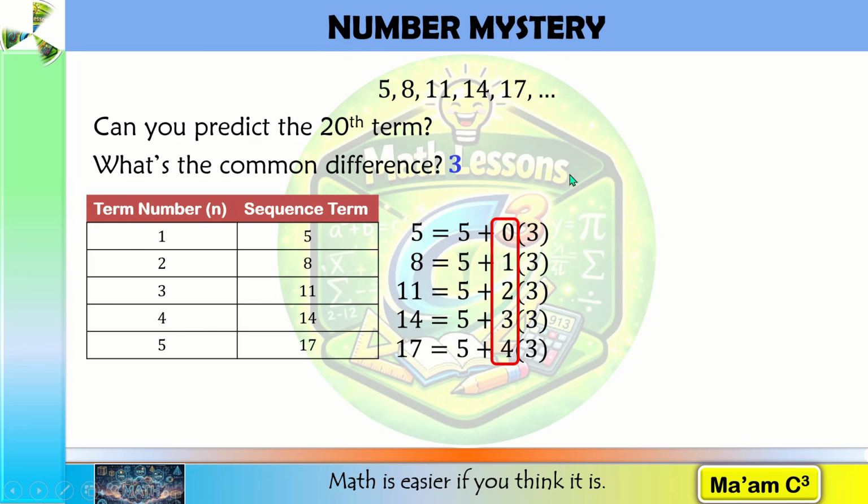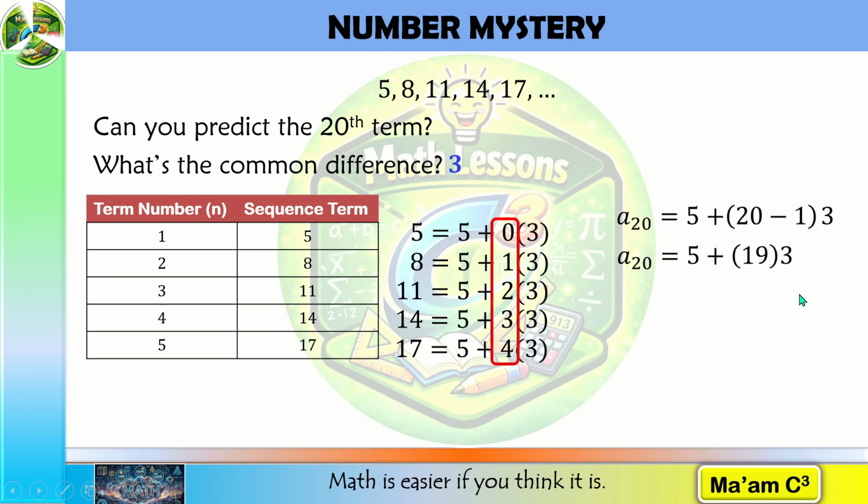Now, do you think you can come up with a formula for the 20th term? Let's try it together. For the 20th term, that would be equal to the first term, which is 5, plus, remember that the multiplier is always 1 less than the term number. So this would be plus the quantity 20 minus 1, since we're looking for the 20th term, multiplied by the common difference, which is 3. 20 minus 1 is 19. 19 times 3 is 57. 57 plus 5 is 62. So the 20th term is 62.